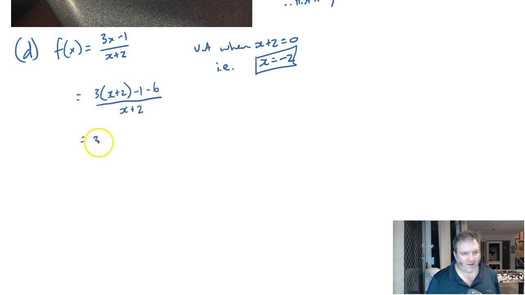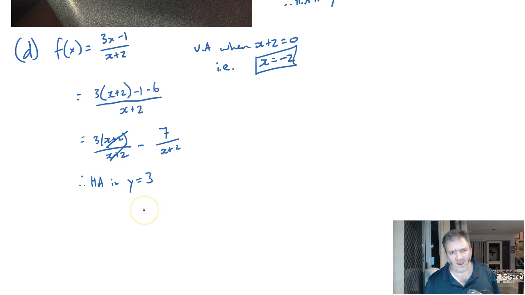Once I've done that, I can have 3 times x plus 2 over x plus 2 minus 7 over x plus 2. And quite obviously the x plus 2's cancel, so it's 3 minus a fractional amount, which again can never equal 0 because the 7 can't equal 0. So I've got my horizontal asymptote is y equals 3. And we're done.